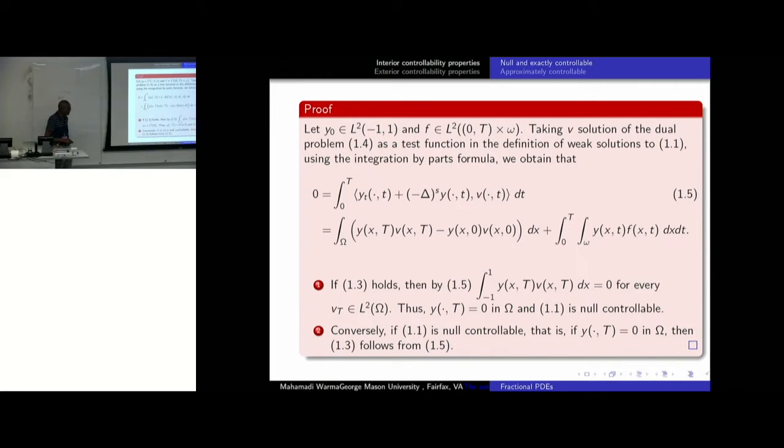Now conversely, if it's null controllable, if this is 0, then you put that in the left-hand side and you will get exactly 1 and 3. Then null controllability is equivalent to this equality. But it's not useful, it's difficult to prove. You cannot prove this equality.